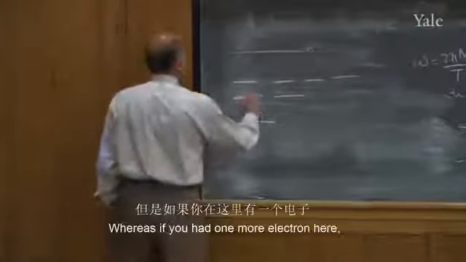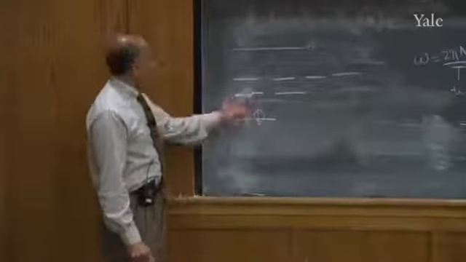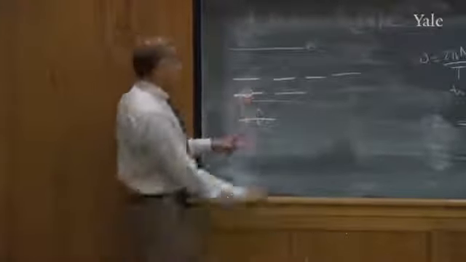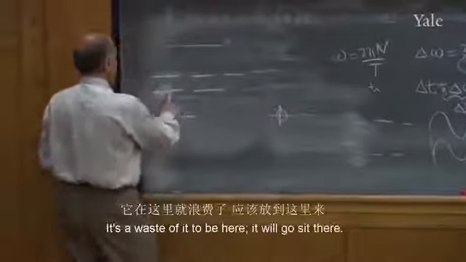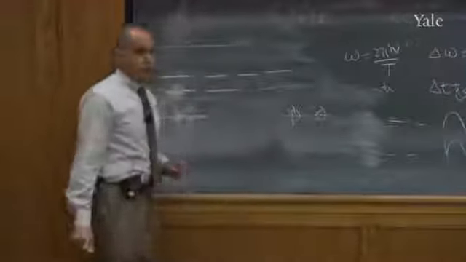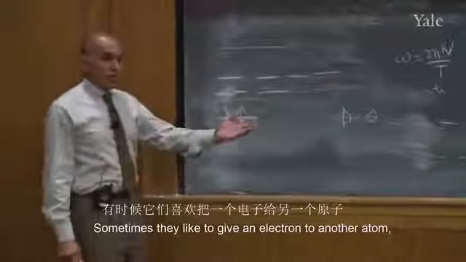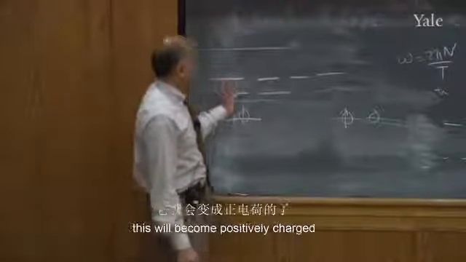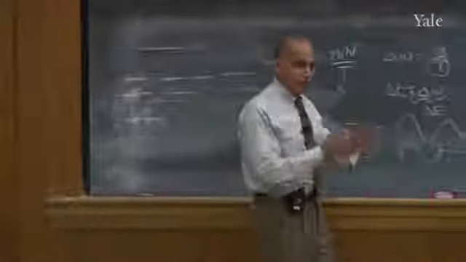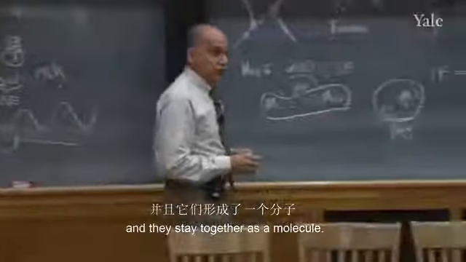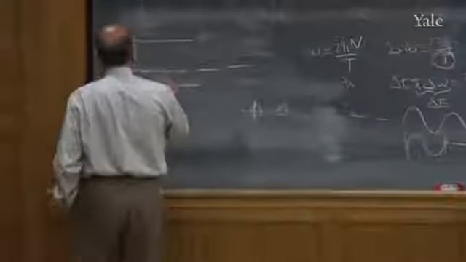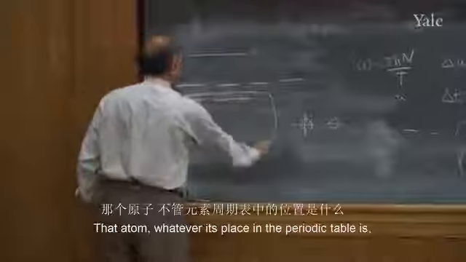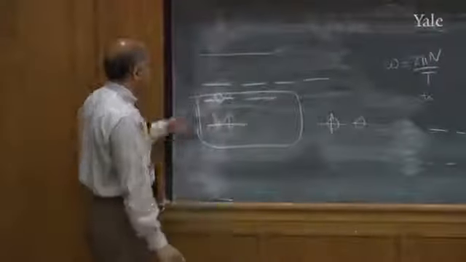Whereas if you had one more electron here, it's very happy to lose this to some other atom, which may have just one electron in its lowest state. It's a waste of it to be here. It'll go sit there. Sometimes they like to give an electron to another atom. But if they do, this will become positively charged, and that will become negatively charged, and they have an attraction, and they stay together as a molecule. So you can understand that as you go on piling more and more electrons, a time will come when this level is completely full. That atom, whatever its place in the periodic table is, will also be very passive.